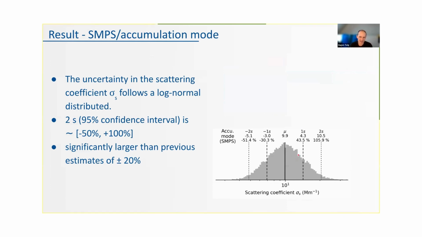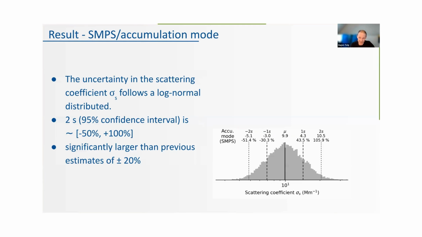And so first of all, this distribution is a log normal distribution. So we expect the confidence interval to be asymmetric around it. And the confidence interval, if we take the 95% confidence interval or the 2 sigma, then we end up with minus 50% to plus 100% roughly, which is of course significantly larger than any of the previously assumed estimates.